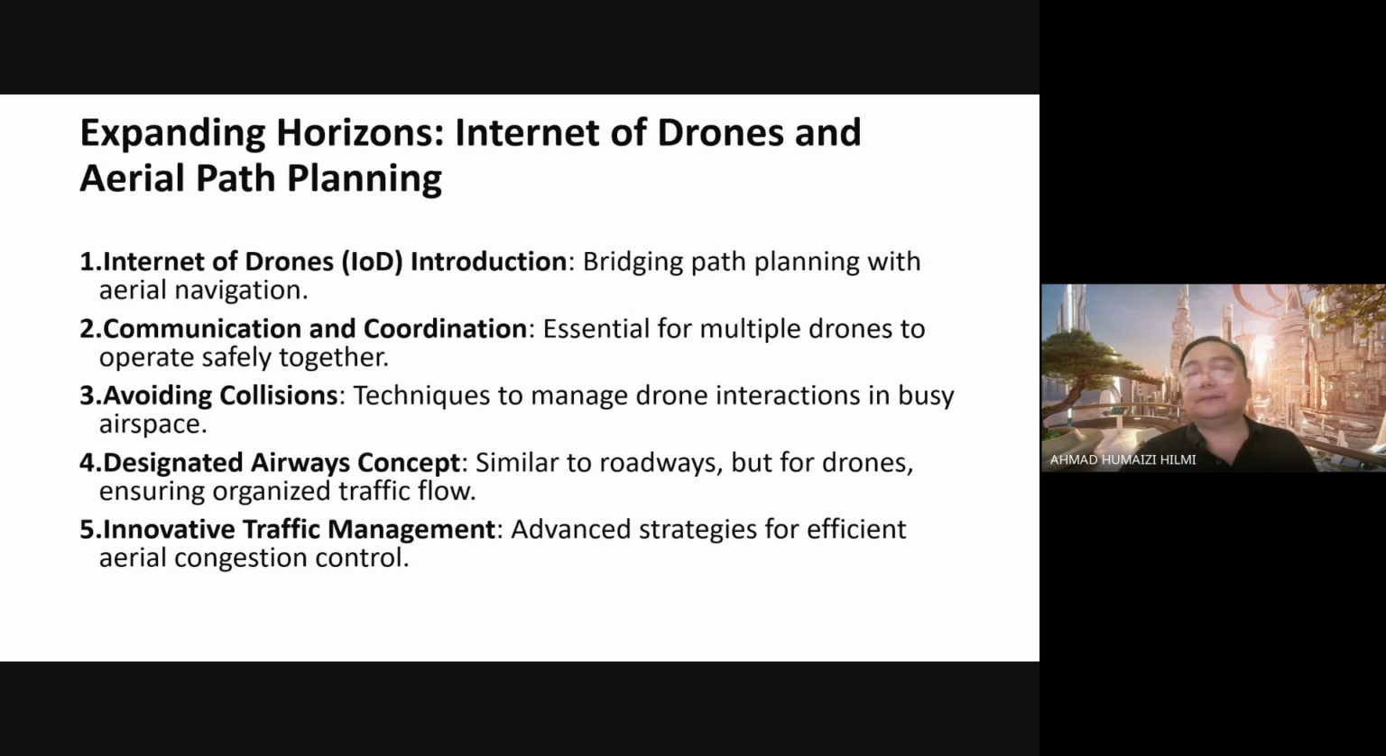So nowadays, we can see that drones are everywhere. You can see them here, there, when you go to a wedding, people are using drones. When we go to a function, people are using drones. And how about drones communicating with each other? It can be done so that you can avoid collision between drones. Designated airway concept, similar to airways, but for drones, ensuring organized traffic flow so that we don't want the drones to collide with each other.